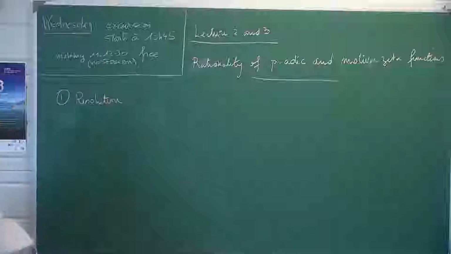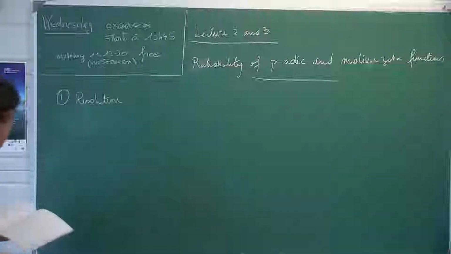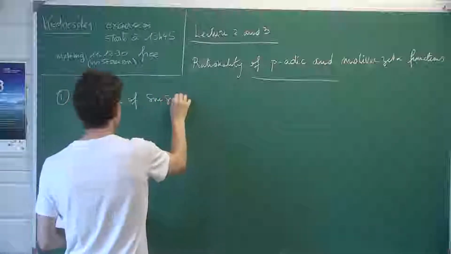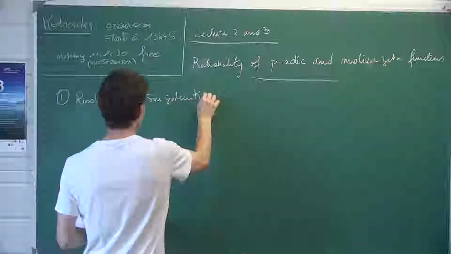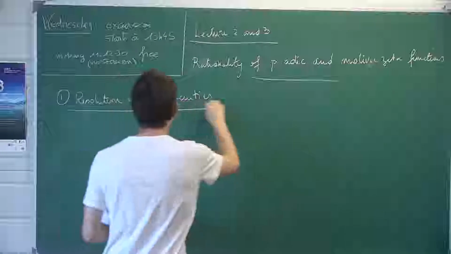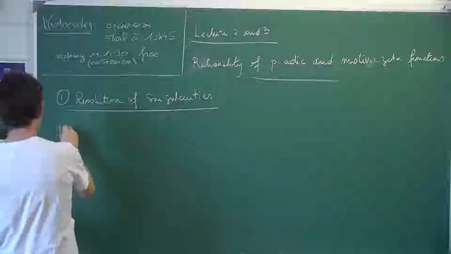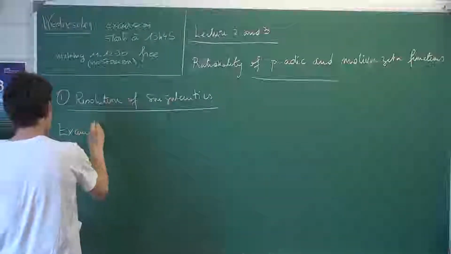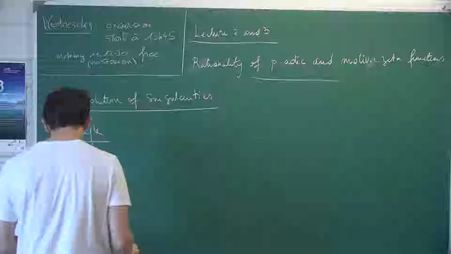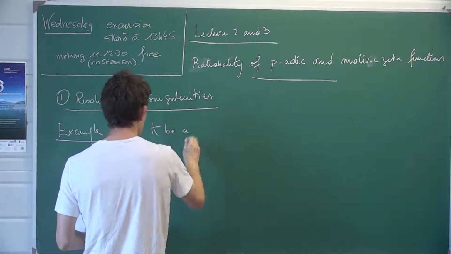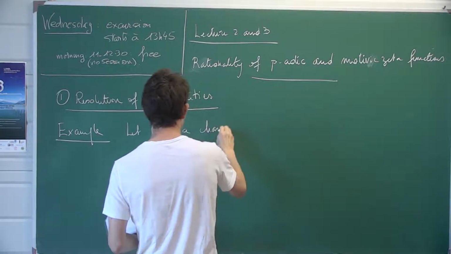and I will repeat some things I explained last week on resolution of singularities and blowing up. Okay, so we start with a basic example. So I consider K a characteristic 0 field.